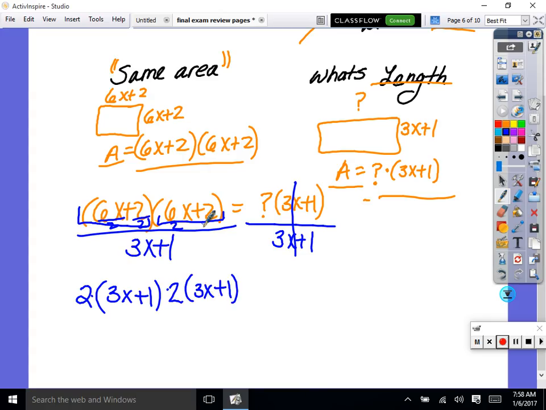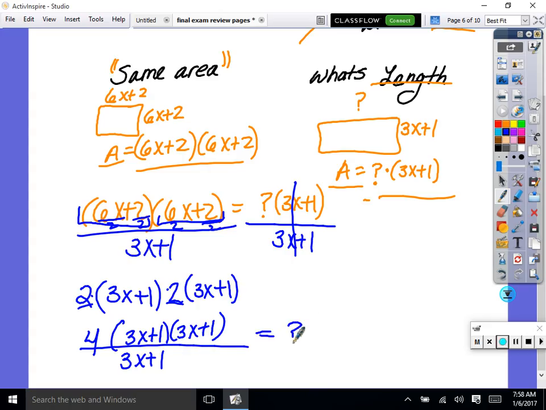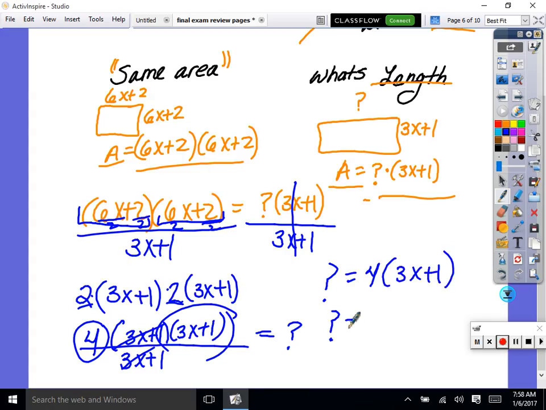Divide by 2, divide by 2. So really we have 4, 2 times 2 is 4. And then we have our 3x plus 1 times 3x plus 1. And then on the bottom we still have 3x plus 1, and that's what's equal to question mark. So we divide those out, and it looks like all that's left for question mark is a 4 and a 3x plus 1. So question mark equals 4 times 3x plus 1. That answer is acceptable, or you could multiply that in, 12x plus 4. Both would be an acceptable answer.